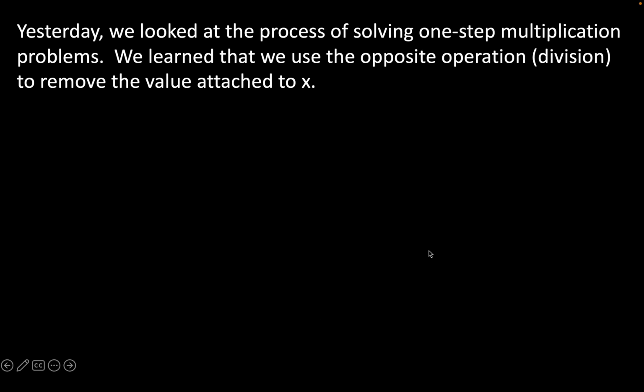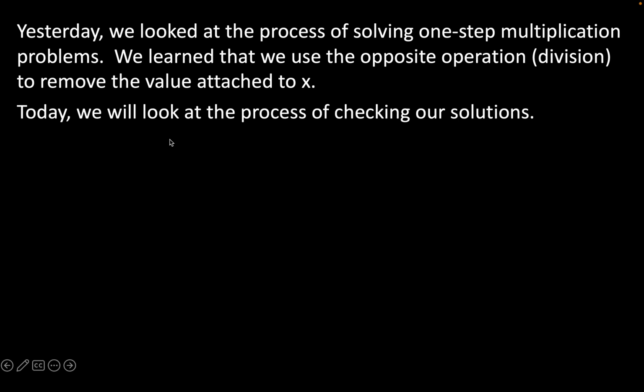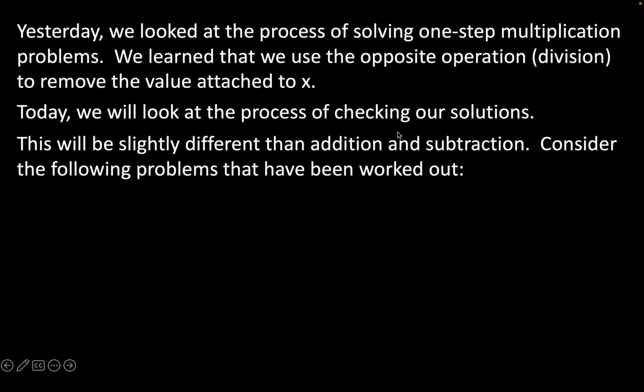2.3b is still one-step multiplication, but we've got to move a little bit forward. Yesterday, we looked at the process of one-step multiplication problems. We learned that we use the opposite operation, which is division, to remove the value attached to x. Today, you're going to look at the process of checking our solutions. This will be slightly different than addition and subtraction.